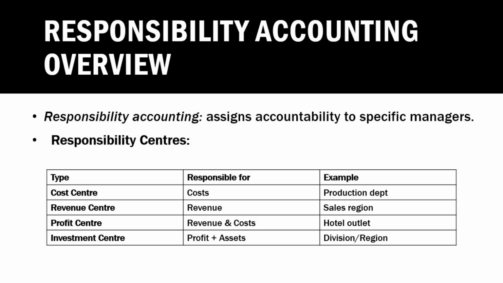Number 4, investment center. Here the manager is responsible for profit and also the assets used to generate that profit. This is typically a whole division or region. We judge them on return on investment. Are you generating enough profit compared to the assets you're using? This matters because management reporting, targets, and bonuses are designed differently for each type.